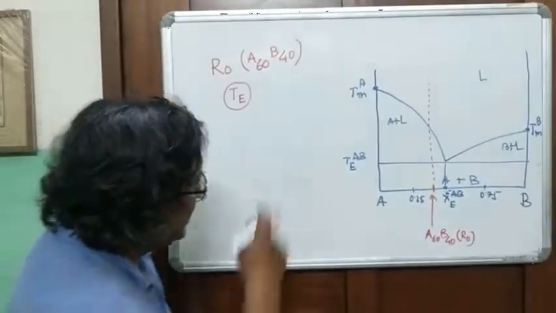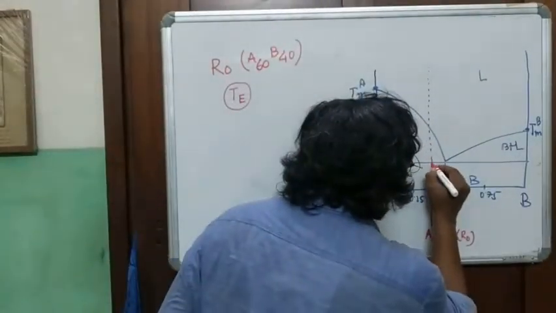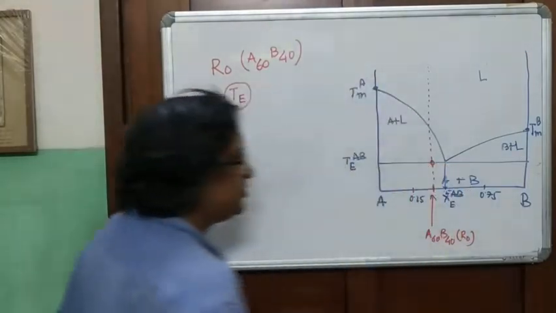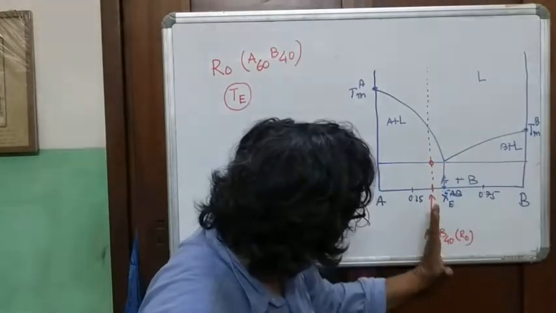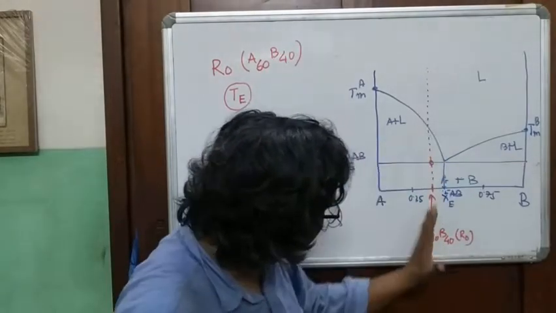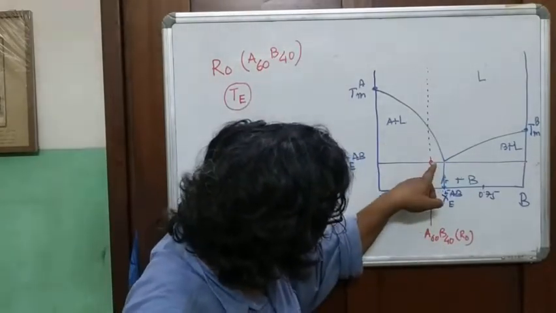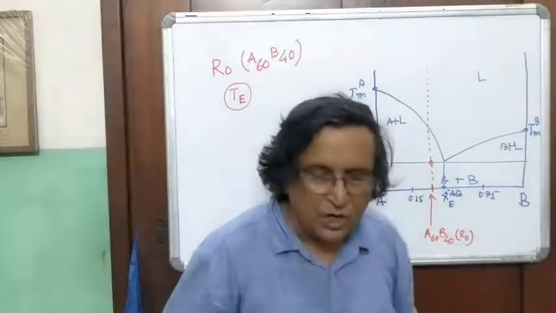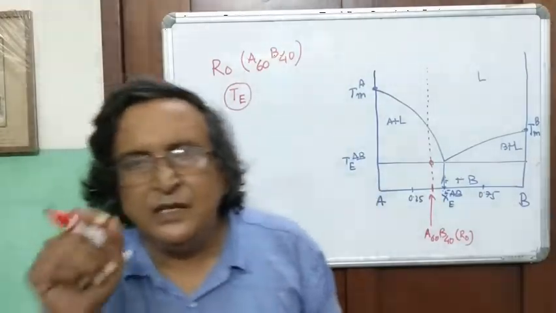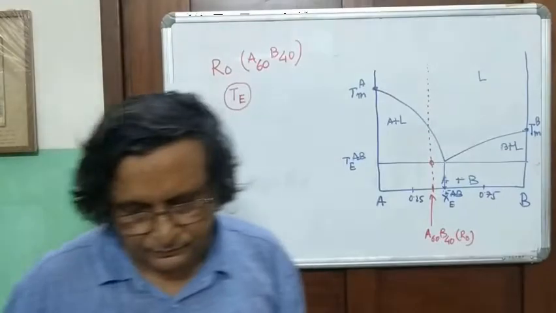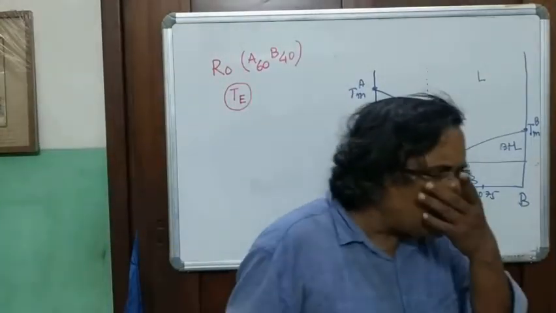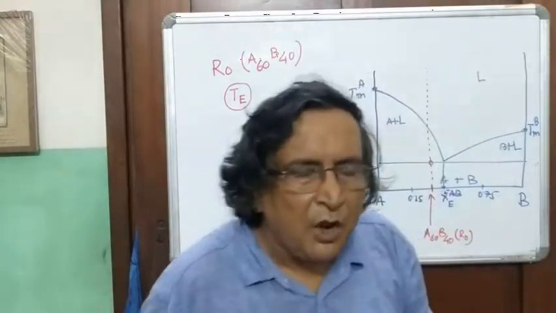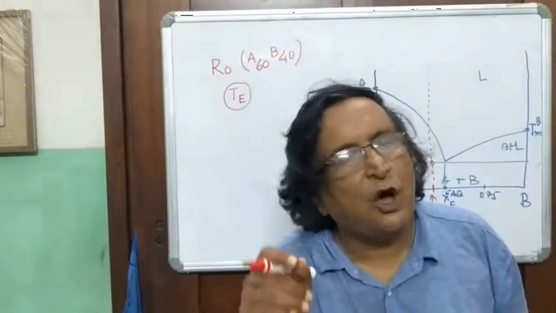So, if we take this line now, we reach this point, because the intersection of the temperature line and this line is the point where melting will start. Now, the next question that is asked: what will be the temperature, what will be the composition of the first melt?